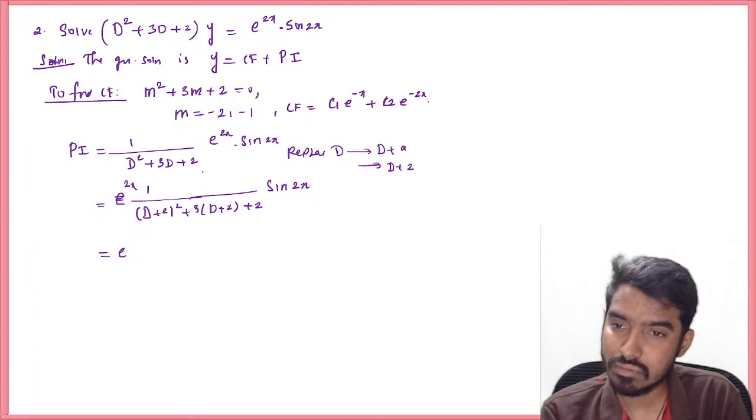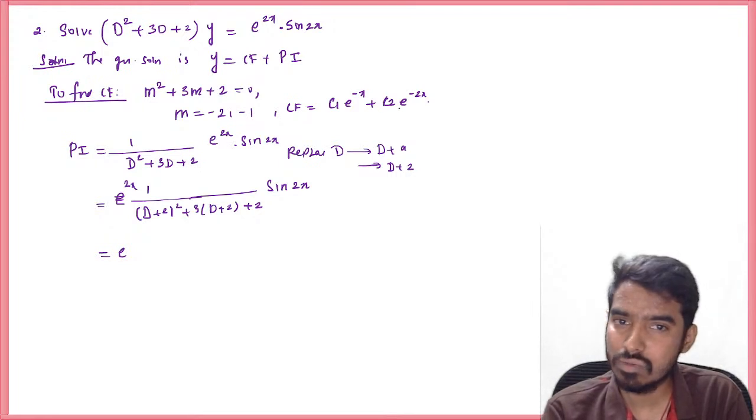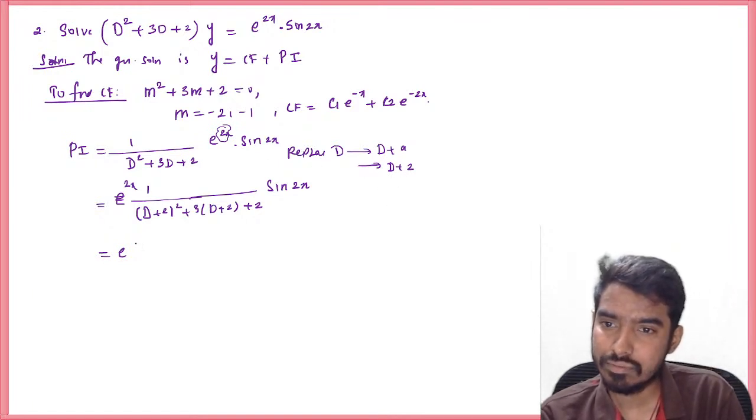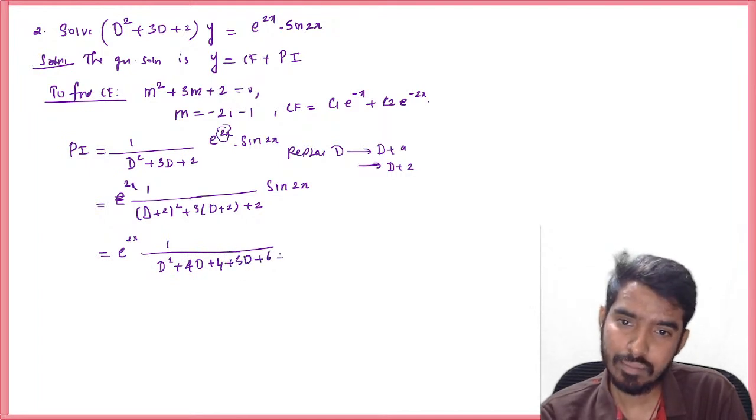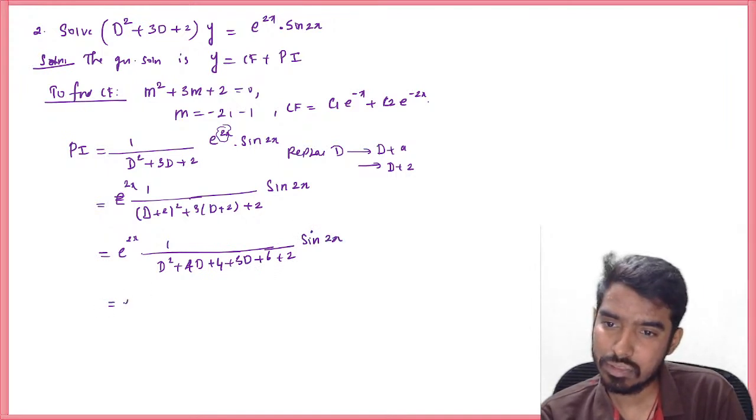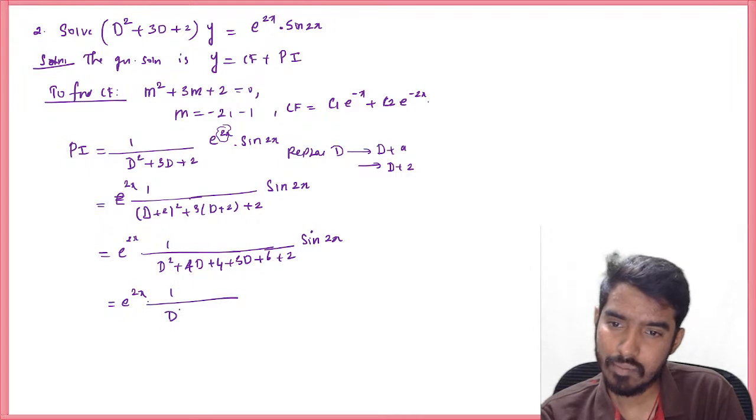See, this is completed. 1 by f of D, e power x into v. We have to replace this D by, this is your a now, e power ax. So replace D by D plus a. a is 2. So it's e power 2x, 1 divided by D plus 2 whole square, D square plus 4D plus 4. And here we have 3D plus 6 plus 2 sin 2x. So this will be e power 2x, 1 divided by D square.